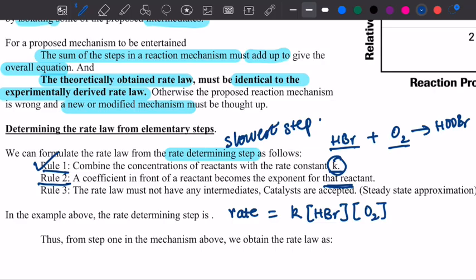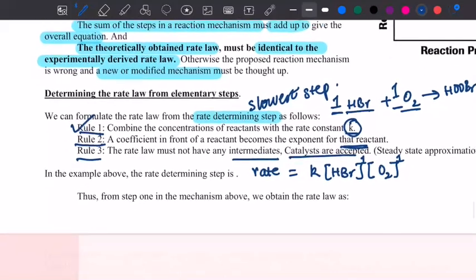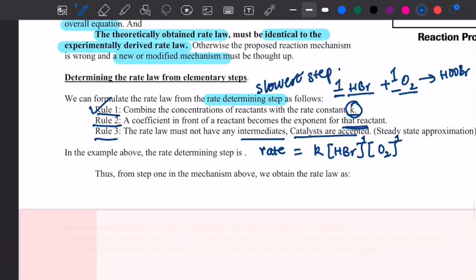Rule 2 says a coefficient in front of a reactant becomes the exponent for that reactant. So the stoichiometric coefficients are the implicit one, nothing is written. So that means the order for these reactants also becomes 1, 1 each. Rule 3: the rate law must not have any intermediates. Catalysts are okay. Well, I realize we did not define what intermediates are. So maybe let's take a second and do that first.